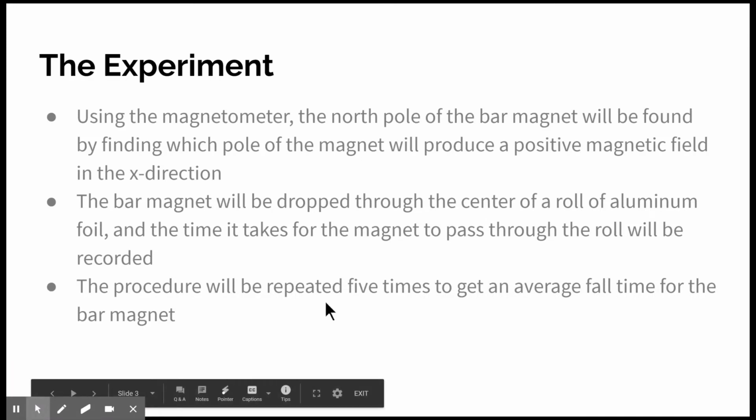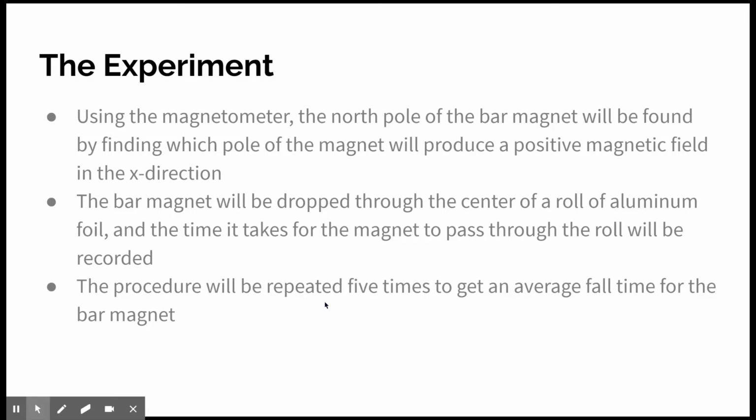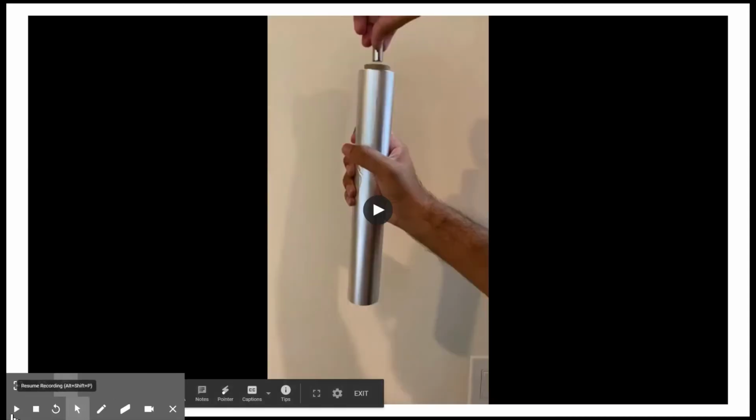To start off, the north pole of the bar magnet was found using the magnetometer in my smartphone by finding which pole of the magnet will produce a positive magnetic field in the x direction. The bar magnet was then dropped through a roll of aluminum foil 5 times to get an average fall time through the tube. Next is a short video depicting one of the trials.